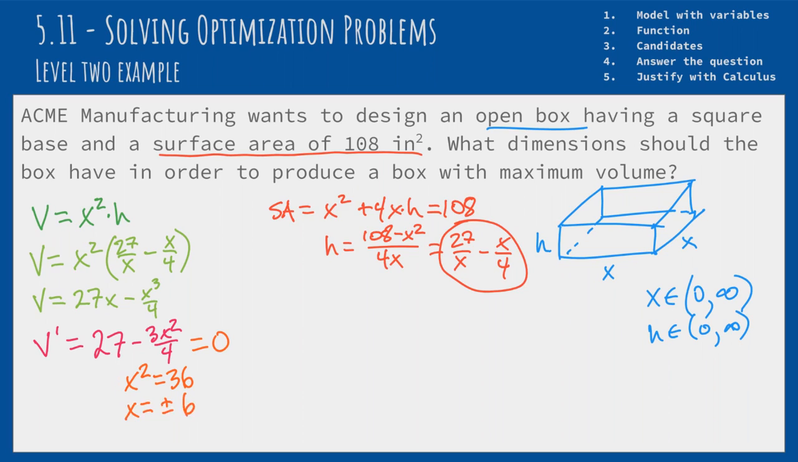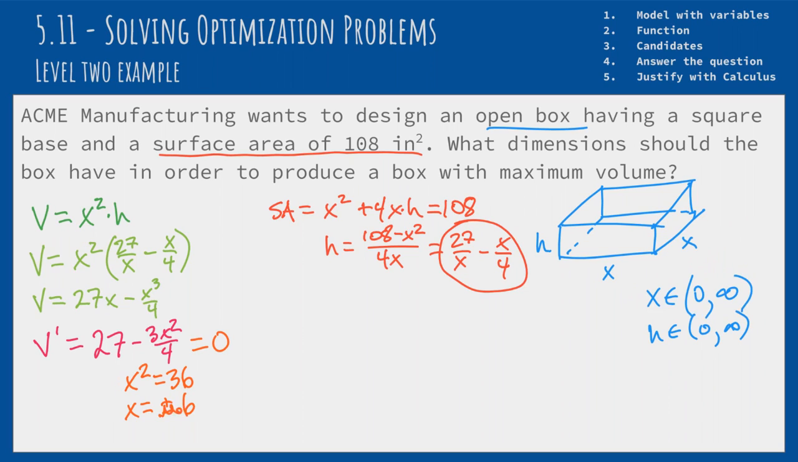Now, I did include both values of x here, but I think it should be pretty quickly obvious that x should not equal negative 6. This is one of the important reasons that we established the domain of x early on, so that we know what values we can throw out pretty quickly. It wouldn't make sense to say x is a negative value because x represents the length of the side of a box, so a length can't be negative. So we'll throw out our negative 6.